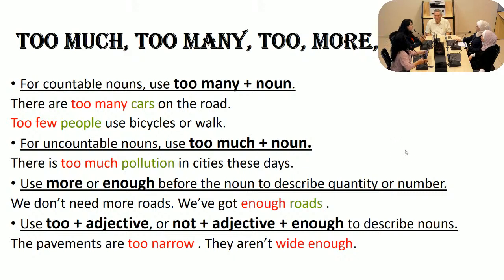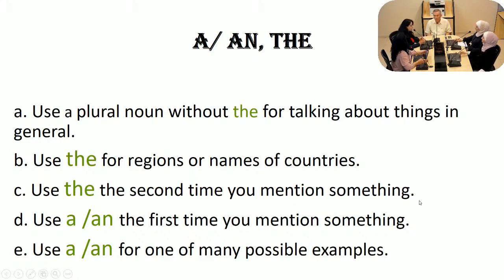Next slide. These words need to be understood in order to use them. The use of a, an, and the. Of course, it's a confusing matter for students, when to use a or an and when to use the. Use the plural noun without the for talking about things in general. So when we talk about something in general, we don't use the, we don't specify something or someone.